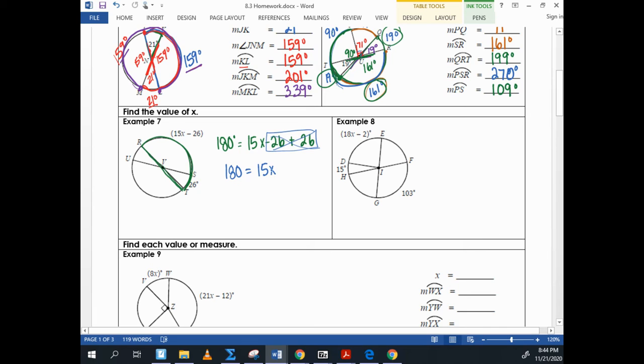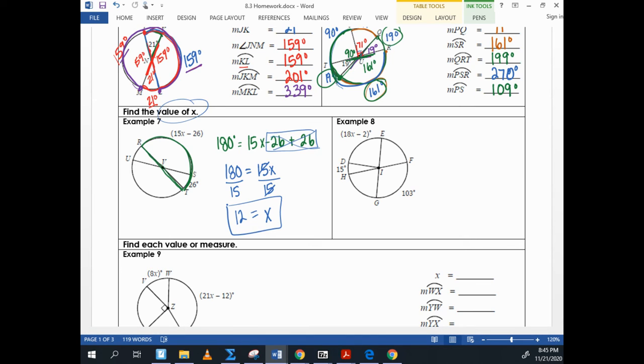Now this 15 is multiplied to an x. There's an invisible multiplication right there. So all we do is we undo that multiplication. The inverse operation, or the opposite of multiplying, is to divide. So we're just going to divide. 15 divided by 15 turns into 1x, we usually just write an x right there. But then when we do the 180 divided by 15, we get 12. Okay, and that's all that they're asking us to do, just find that value of x. So x is equal to 12, and we're done.